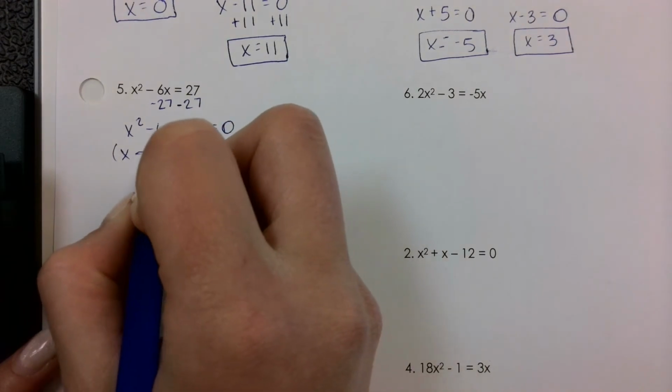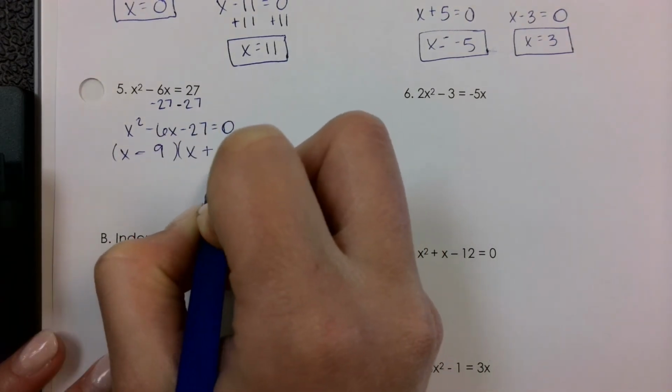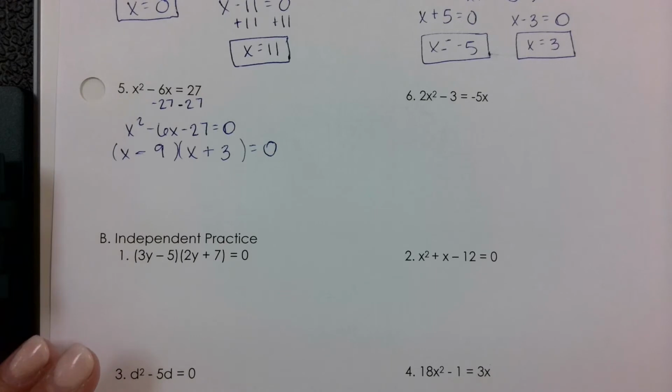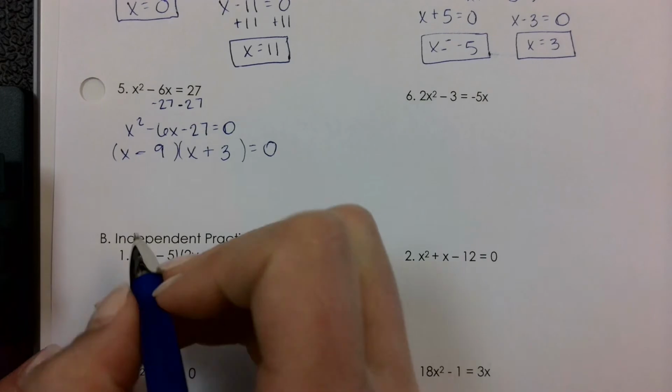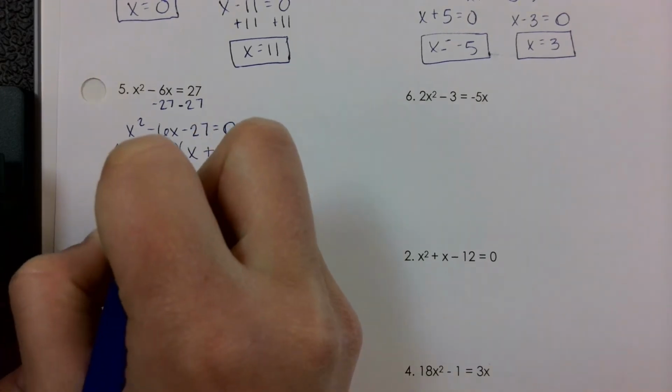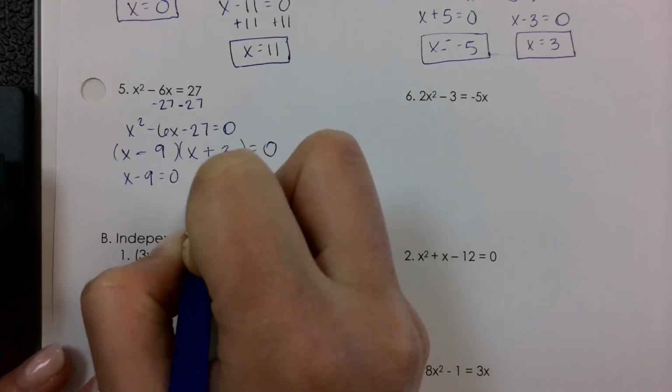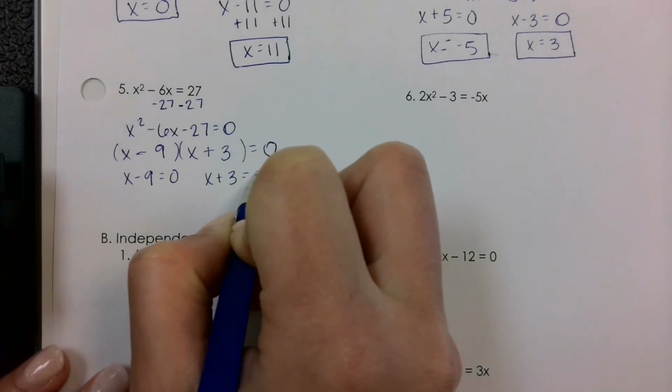9 and 3? Is that alright? Once you've factored, what do you do next? Set them equal to 0, so x minus 9 equals 0, and x plus 3 equals 0.